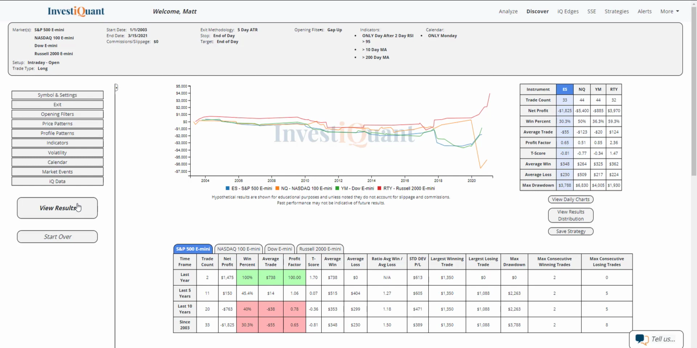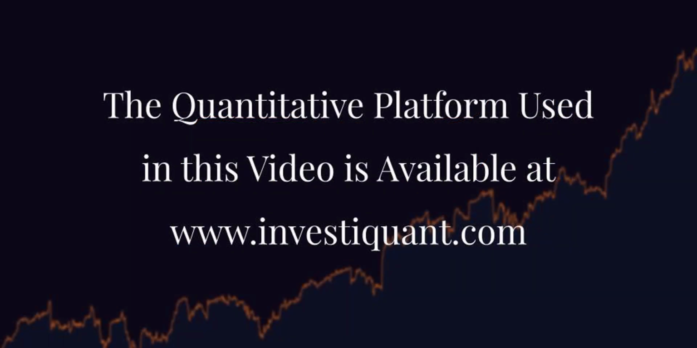So not the most consistent pattern across the board, but a little bit weak historically on the S&P and the Dow. And as I said earlier, the opening location does make a big difference. So if we are not gapping up, this pattern does change quite a bit. So that might be worth digging into on your own.